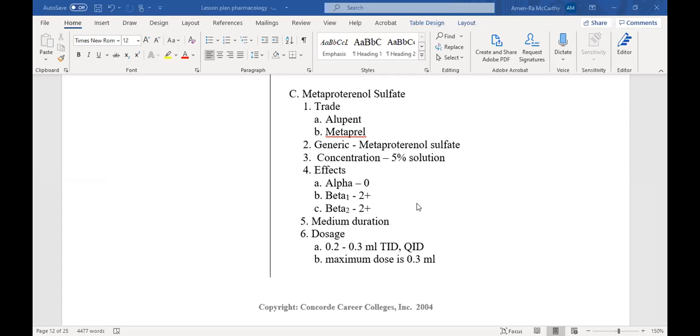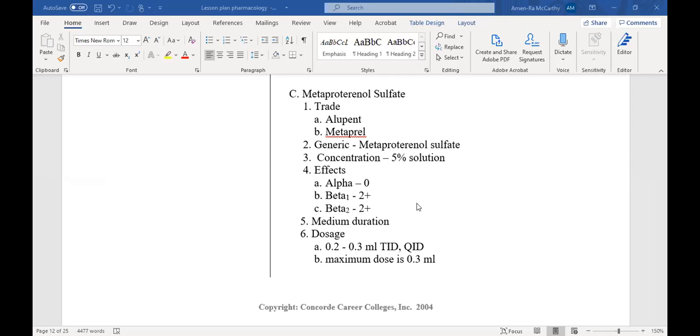It's medium duration, 0.2 to 0.3 milliliters TID or QID. Maximum dose is 0.3 mL. The reason why is because it's so strong. It's 50 milligrams for every milliliter, so they're telling you you only need to give a person 0.3 mLs of that. And if we wanted to work it out, we could find out how many milligrams that is. That's how you do your drug dose calculation. If I asked you, 0.3 milliliters of a 5% solution is how many milligrams? You should be able to tell me that.